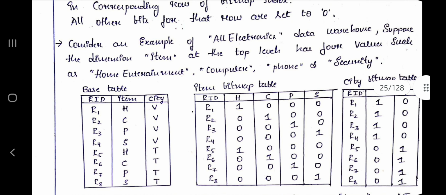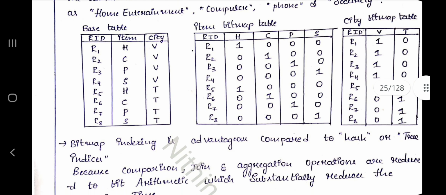In bitmap indexing, I'll show you one diagram. See here, with this diagram you can easily give the example and explain the theory as well. Here is an example with RID, item and city. R means some record, so record 1, record 2, record 3 and so on. The item is H and the city is V. The item is C, the city is V. Like that, different cities and these values are given.